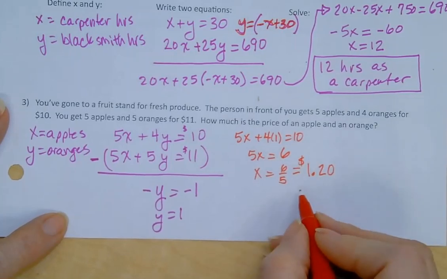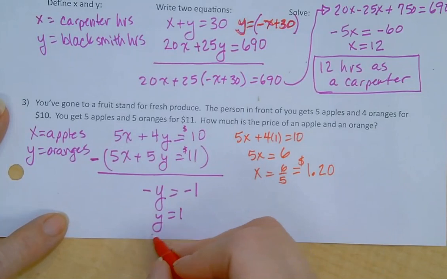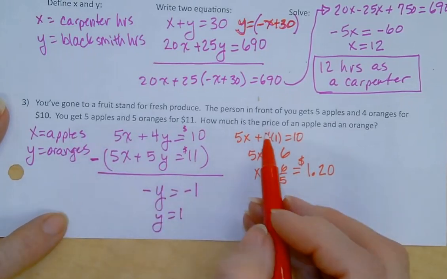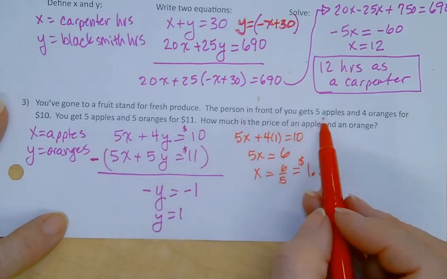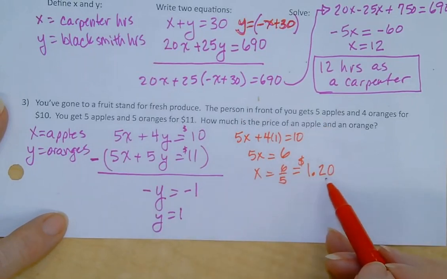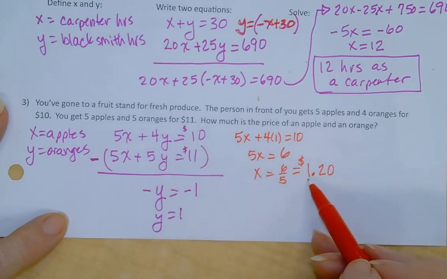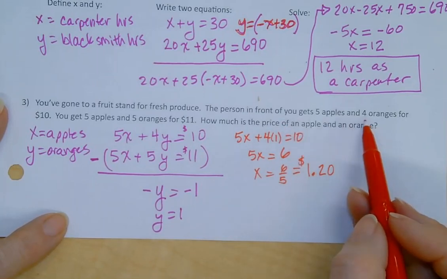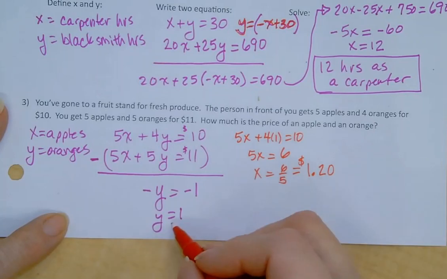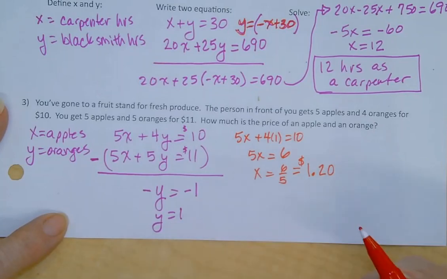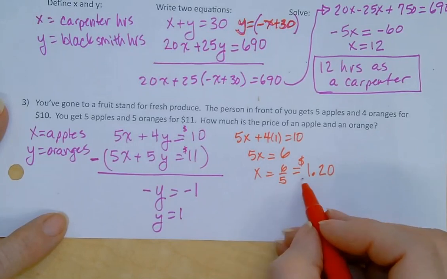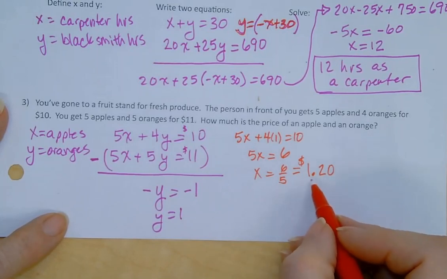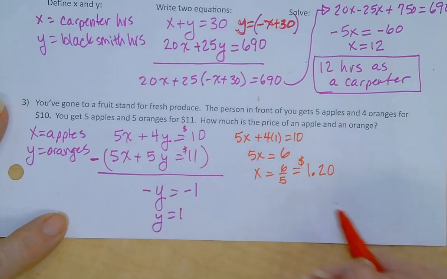Okay, so I know that if every single orange I purchase is $1, then every single apple I purchase is $1.20. And I can go back and make sure that makes sense. So the person before me got 5 apples, so 5 times $1.20 is $6, right? And the person in front of me got 4 oranges, so I had $6 in apples and $4 in oranges, right? And then when I do my own math, I have $6 in apples and $5 in oranges.